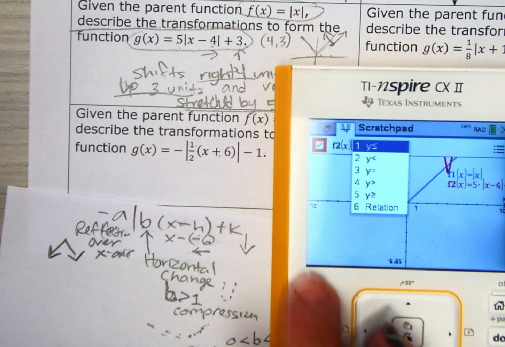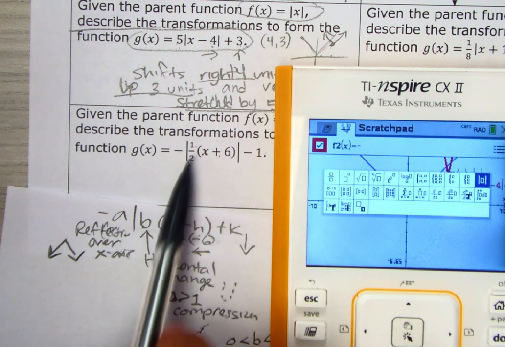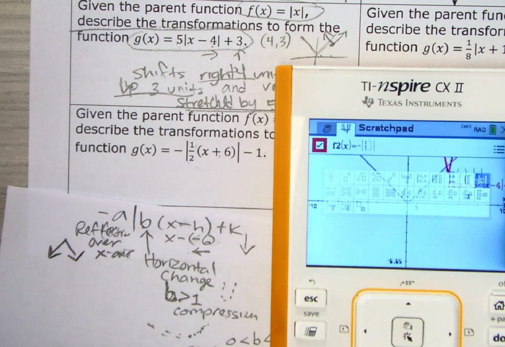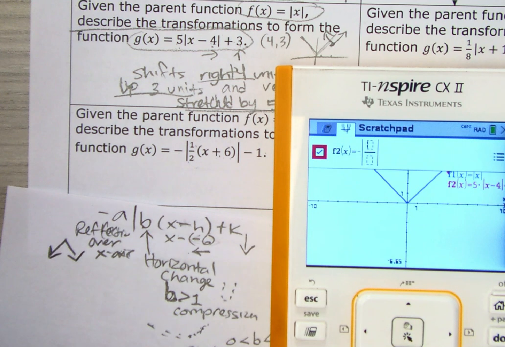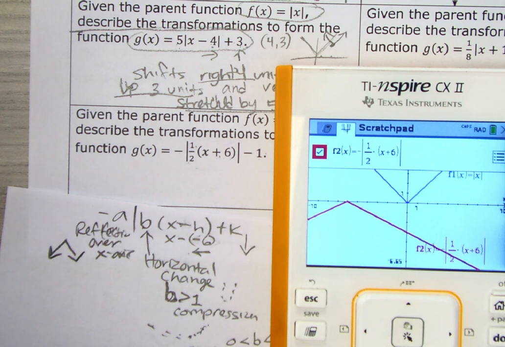I'm going to leave the parent function from the previous one, and now I'm going to type the negative absolute value of 1/2 and then X plus 6 and minus 1.